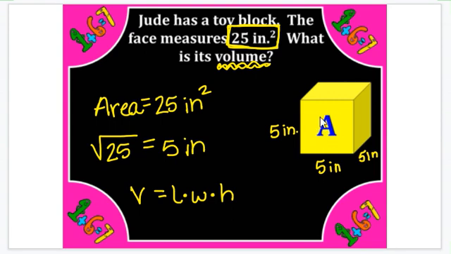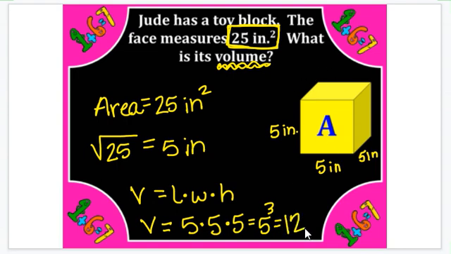So we were given the area of a face. We worked backwards to find one side length, and now we can plug those side lengths in to find the volume. So we're going to have volume equals 5 times 5 times 5, which is the same as 5 cubed, hence why we're doing a word problem involving cubes. So the volume of this toy block would be 125 inches cubed, or cubic inches.